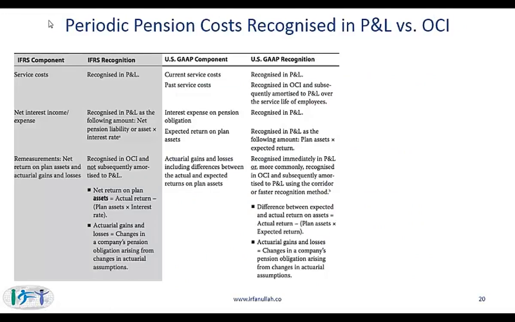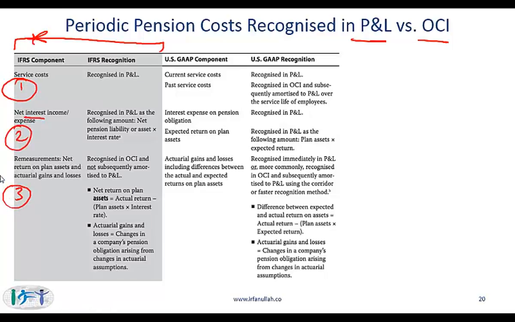Okay, now here is another important table from the curriculum. This actually is shown earlier in the curriculum, but I thought it's more relevant over here. Periodic pension costs recognized in P&L versus OCI. This part of the table I've actually shown you before. The part in bluish color is showing the IFRS treatment which we've talked about. The pension cost has three components: service cost, the net interest income and expense, and then the third item is remeasurements. And I'll go over this again because it's important.